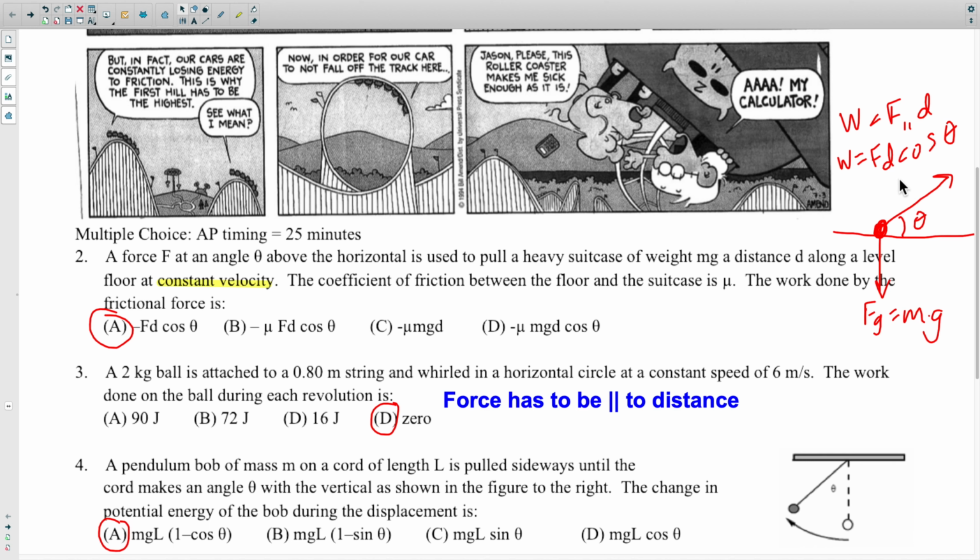The question is, the work done by the frictional force is what? It's keeping it at a constant velocity, and so this is the work that's being done. So that is A. It is negative because it's going in the opposite direction of the motion. According to how I have drawn it, the motion would be going this way, and therefore the frictional force acts in the other direction, and so that is the negative.